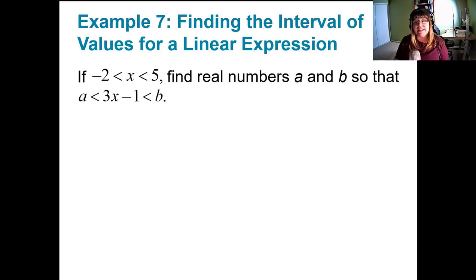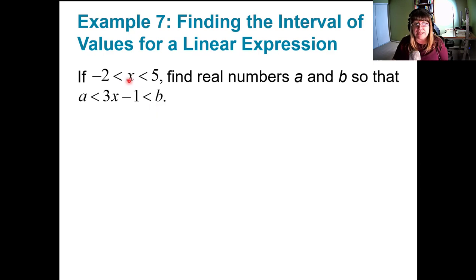Now let's take a look at a different kind of example where we're going to find the interval of our values for a linear expression. In fact, we're already given the solution: negative 2 is less than x is less than 5. X can only be in this range. And if x can only be in this range, let's find real numbers a and b so that a is less than 3x minus 1 is less than b is a true statement.